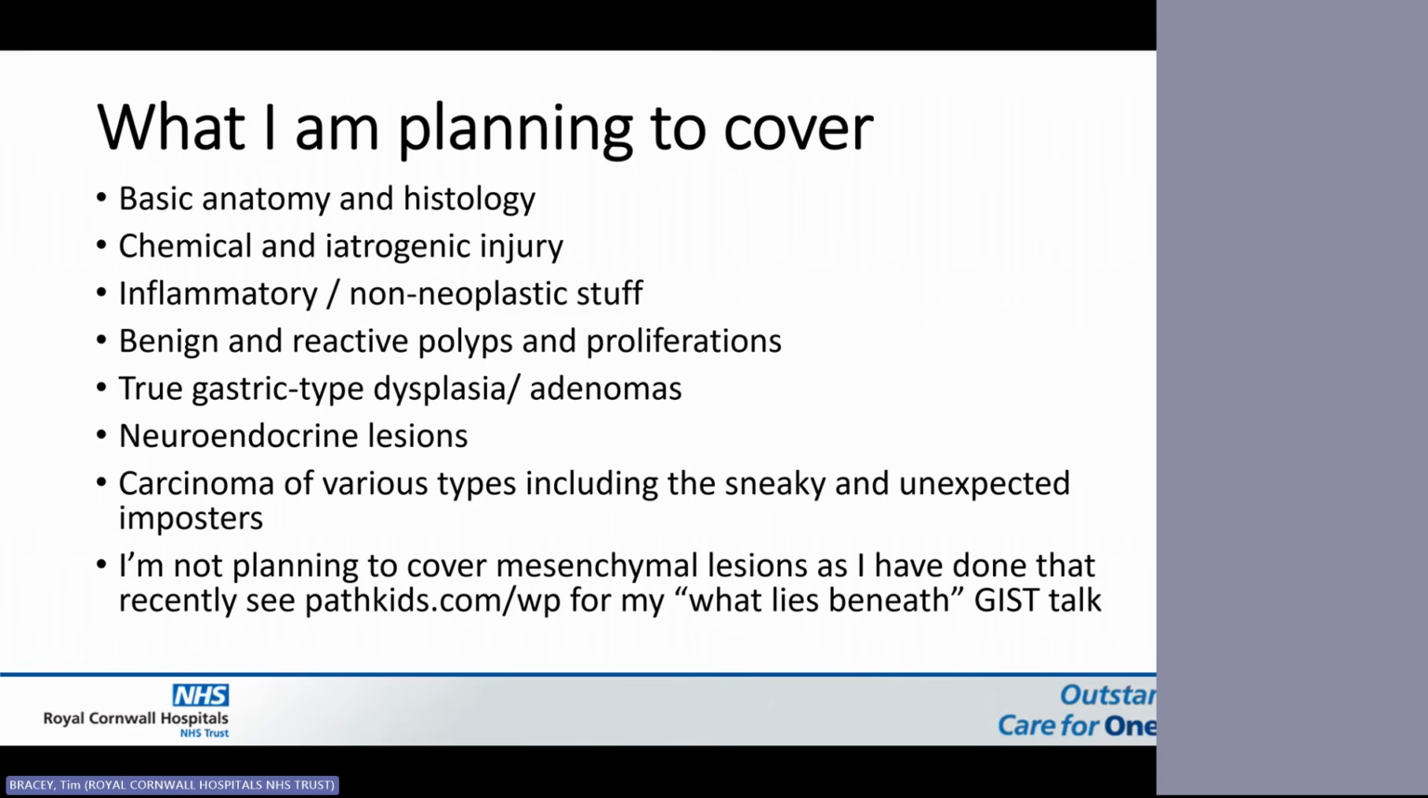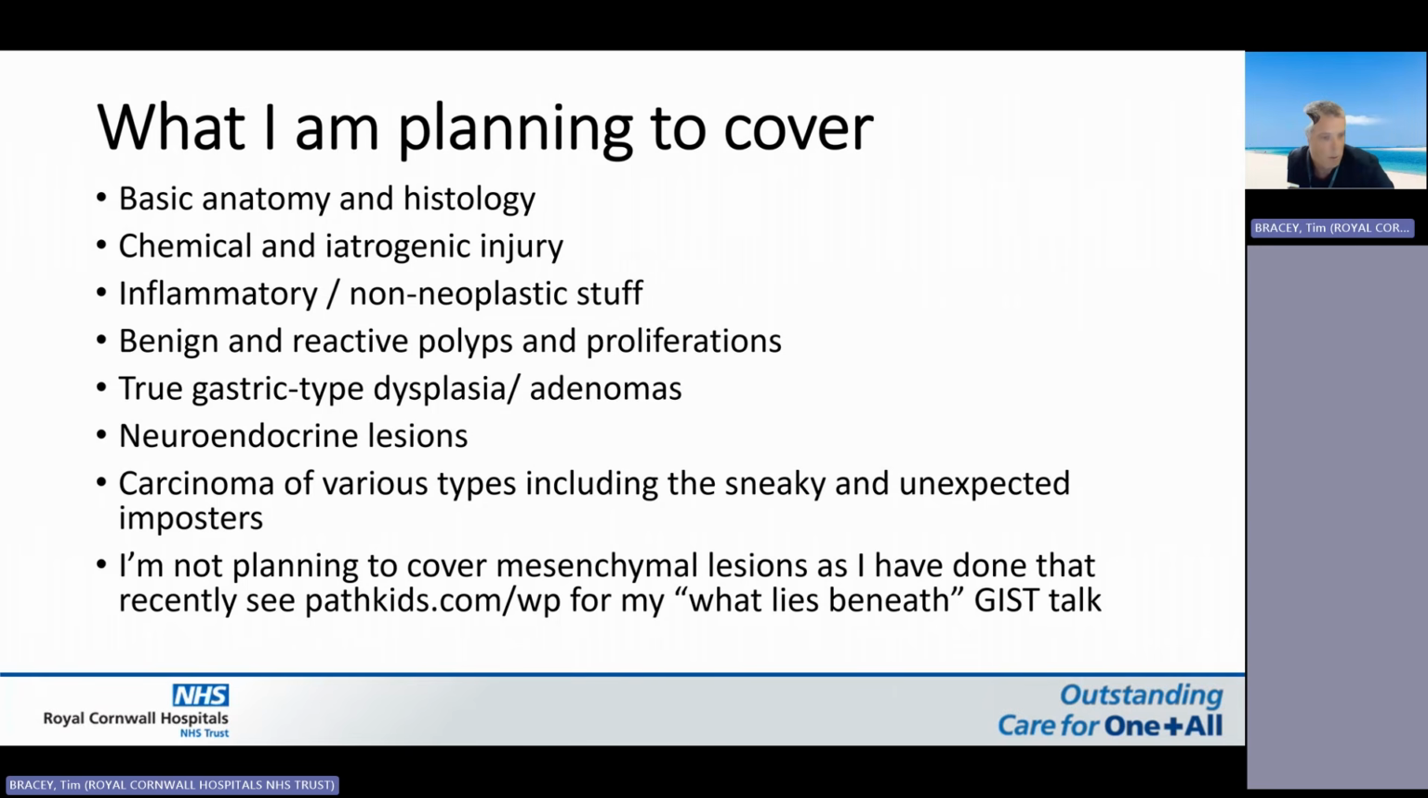And then moving on to classic inflammatory gastritis of the different types, and then non-neoplastic mimics, for example, of malignancy. Polyps, and moving on to what I would call true gastric type dysplasia, rather than the adenomas that you're used to seeing in the colon, which should be second nature reporting at quite an early stage in your training. Neuroendocrine lesions, which are slightly different in the stomach compared with other sites, and then carcinoma of various types, including what I'm calling the sneaky and unexpected imposters.